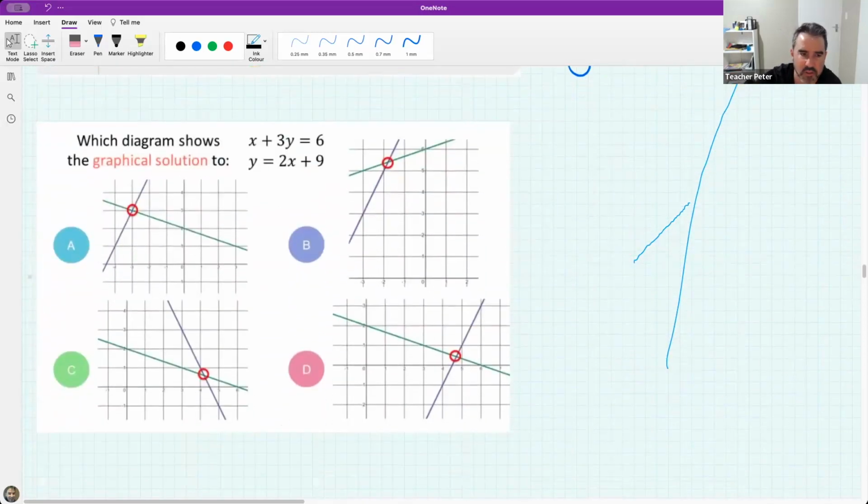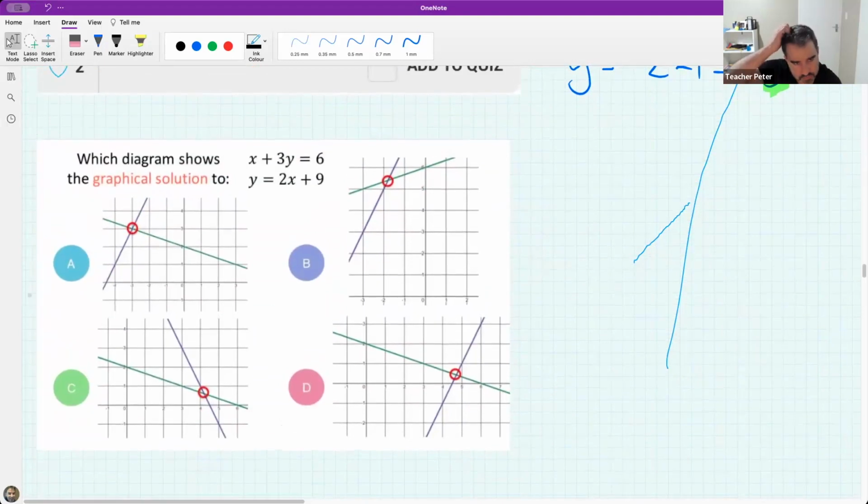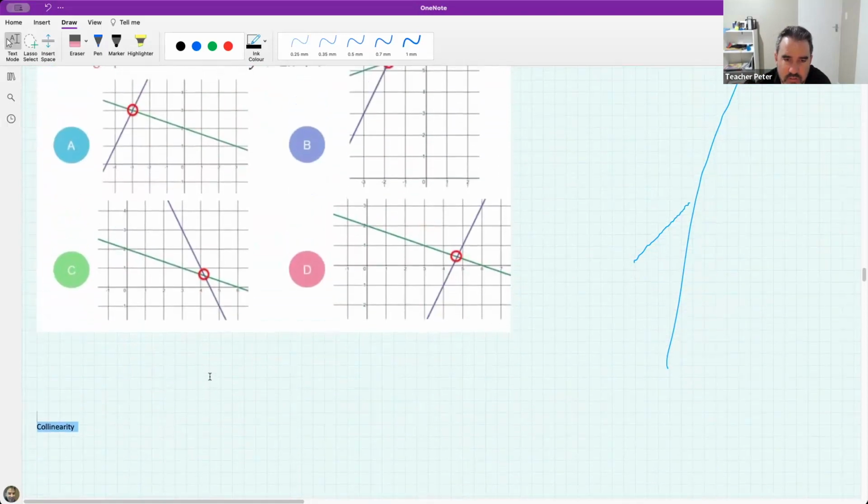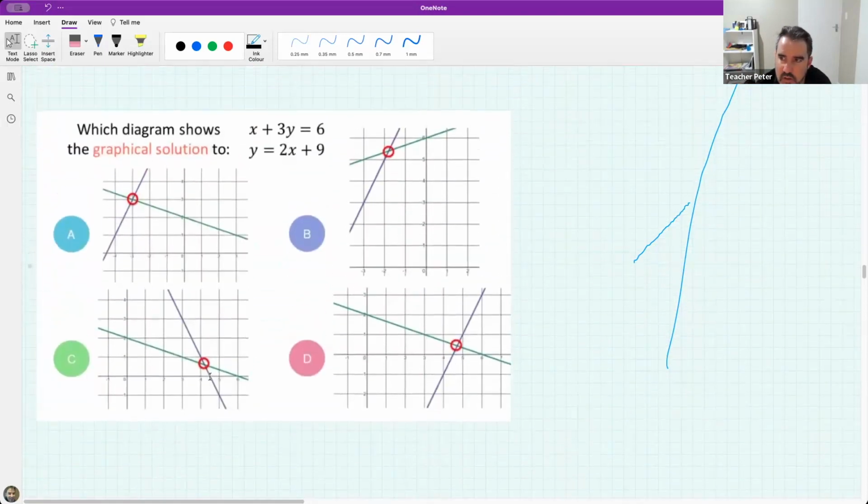Okay. All right. Oh, this is a bit of a harder one. Do I want to do this one right now? Probably not. Okay, let's do it. It's a bit harder, but let's do it.